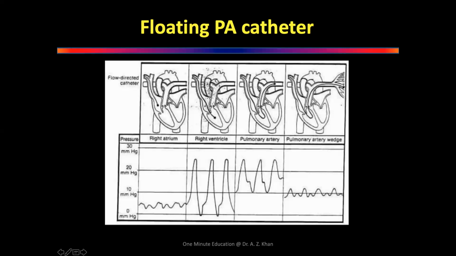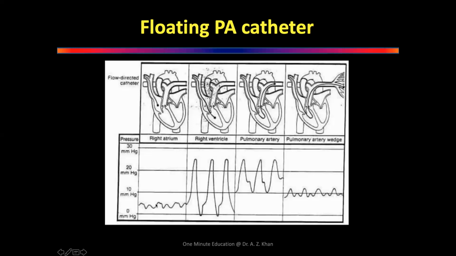So you inflate the balloon only when you want to check the pulmonary artery pressure. All other times you have to keep it deflated. Many a times it may not go in the correct direction and it may get a bit haywire. So you have to withdraw the Swans back. You have to withdraw the PA catheter back and restart.